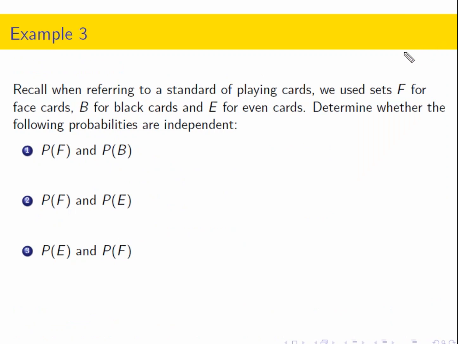Example 3 refers back to a deck of cards, and in an earlier video we used F for face cards, B for black cards, and E for even. And so we're supposed to determine whether the following probabilities are independent: the probability of a face card and the probability of black, the probability of a face card and the probability of even, and the probability of even and a face card.